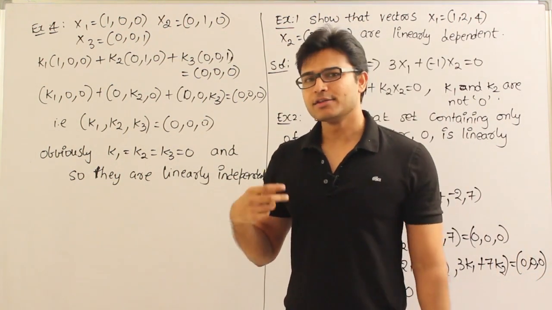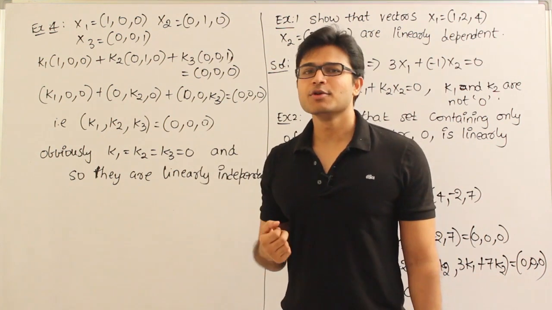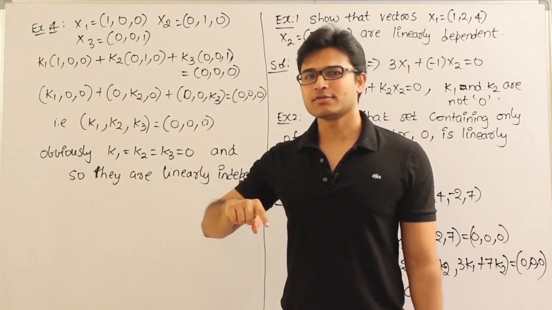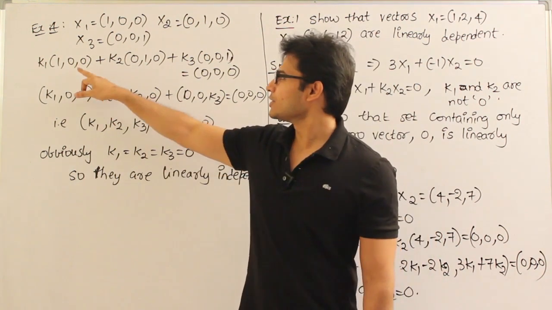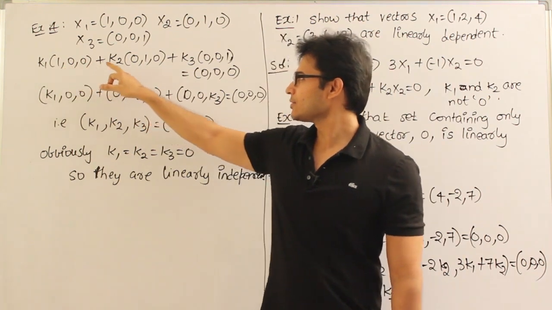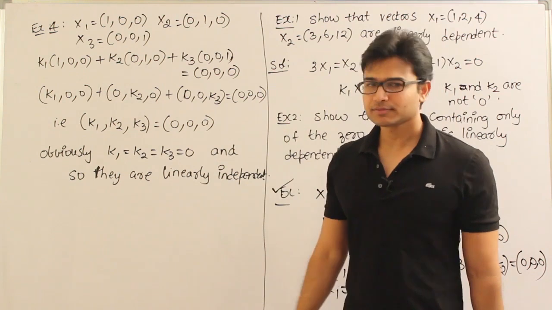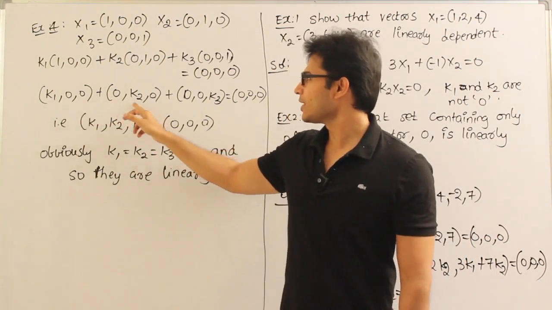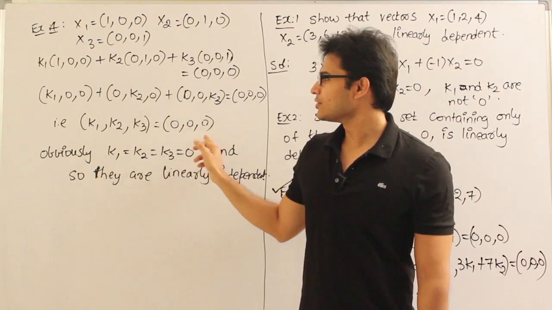What is it? I'll assume that all these three vectors are linearly dependent. Then I should be able to write them in the form of k1 into x1 plus k2 into x2 plus k3 into x3 equal to 0. Right? So that is what I am doing here. k1 into x1 plus k2 into x2 plus k3 into x3 equal to 0. Then if I multiply them, I am going to get this. So if I solve it, I am going to get k1, k2, k3 equal to 0.